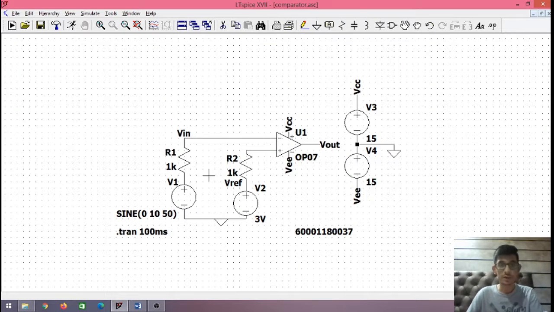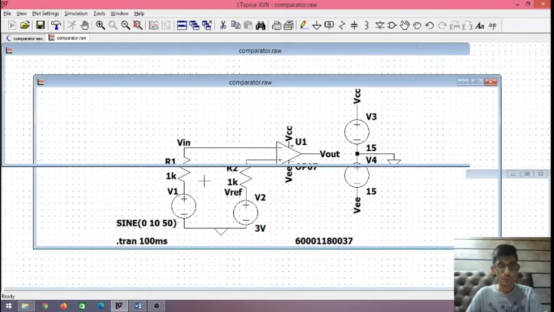This is an inverting comparator. As we can see, the input signal is given to the inverting terminal of the op-amp. What a comparator basically does is compare the two inputs, and when the input signal is greater than the Vref, it would give a positive Vsat, but as it is inverting, it will give a negative Vsat. When the input signal is smaller than the Vref, it will give positive Vsat. So let's check it by simulating this circuit.